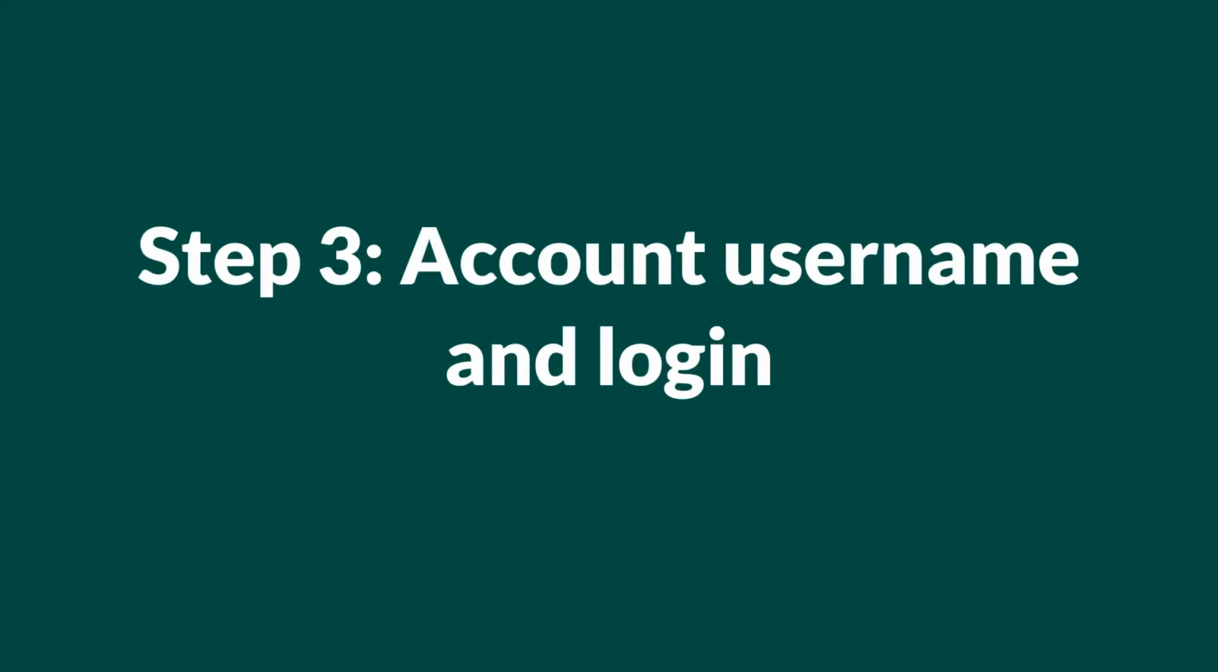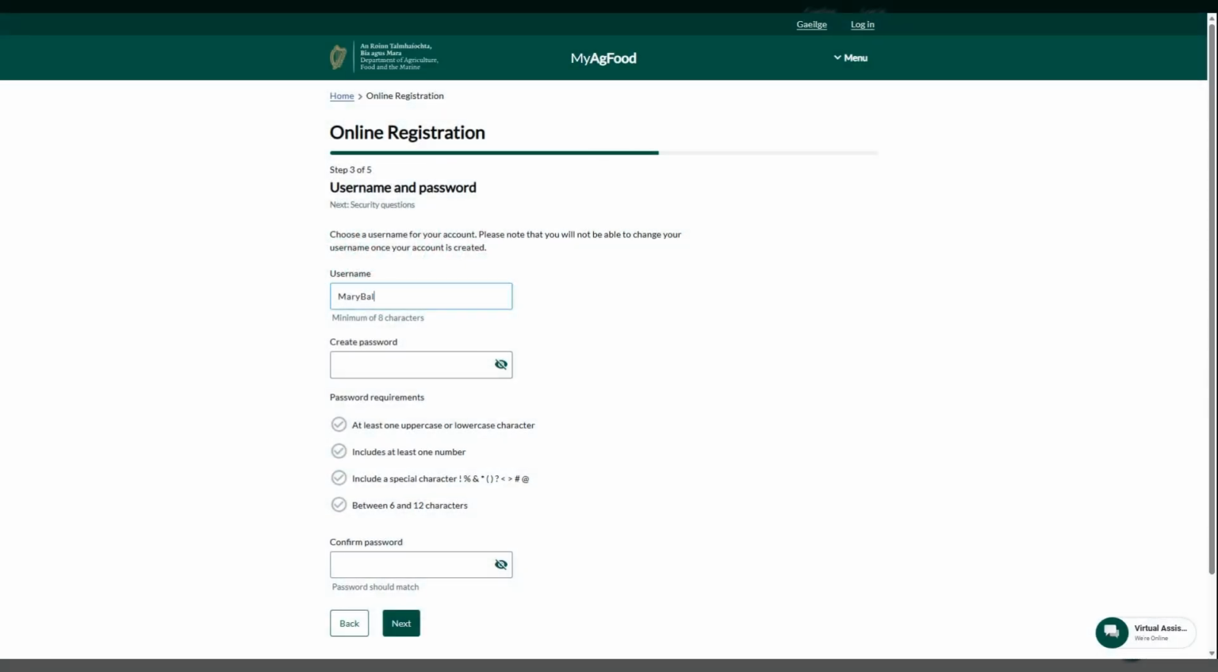Step 3. Account username and login. Choose a username between 8 and 45 characters long. The @ special character is allowed for your username. Now, create your new credentials. Ensure all 4 check marks underneath light up green.